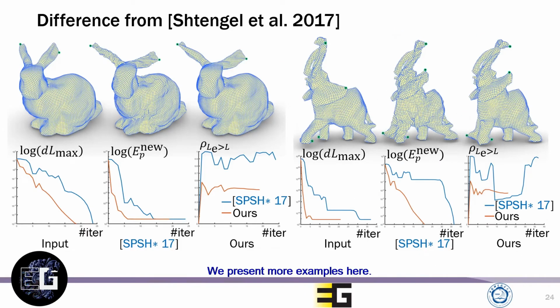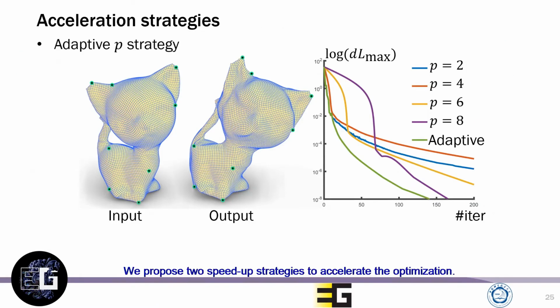We present more examples here. Our method is faster and does not generate noise in practice when L_max is bigger than 10 to the power of -6. We propose two speed-up strategies to accelerate the optimization. The first is the adaptive p strategy. We observe that the value of p significantly affects the convergence rate. A small p leads to a rapid decrease of the L_max at the beginning, yet cannot penalize it to be very small. A large p produces an opposite behavior.